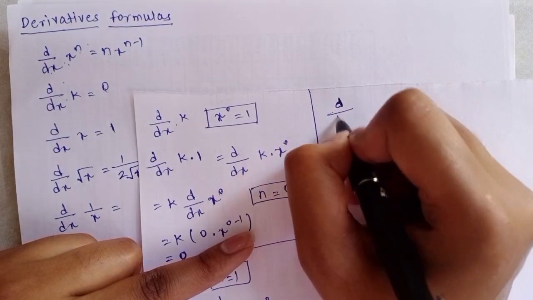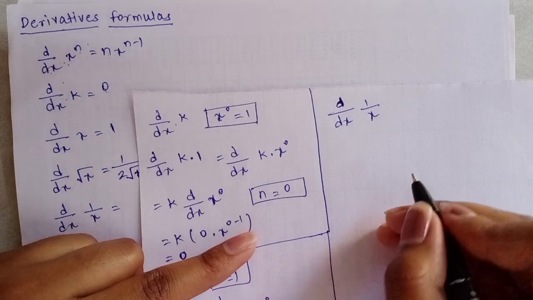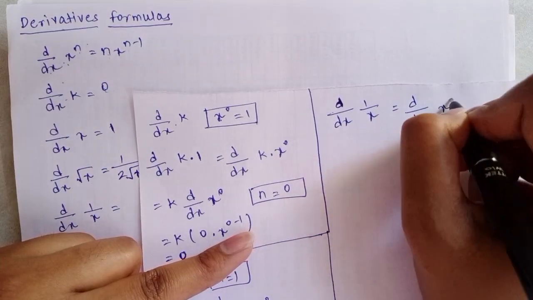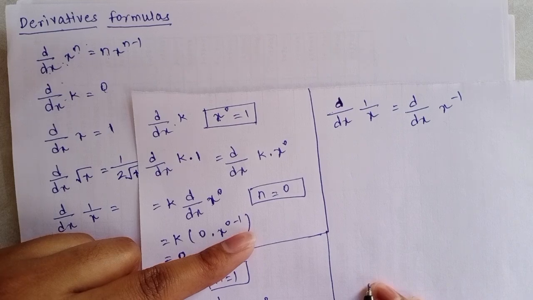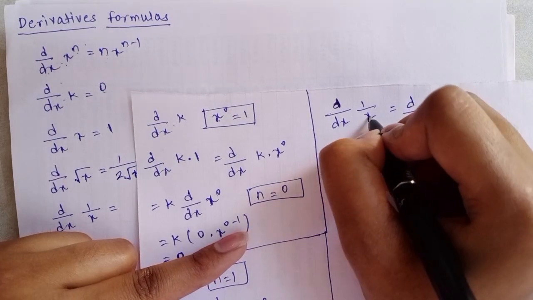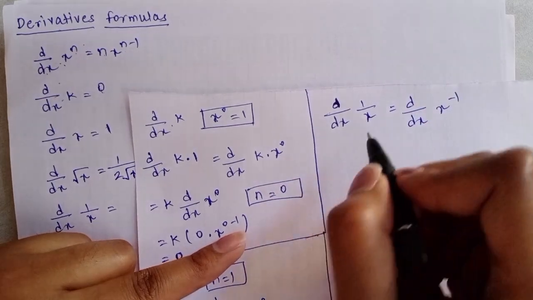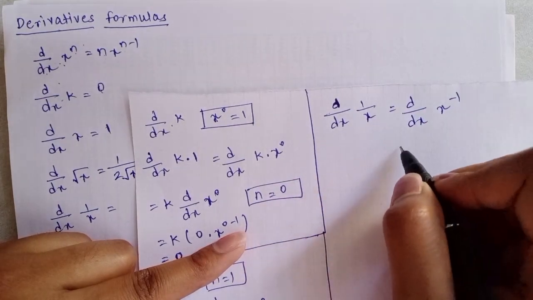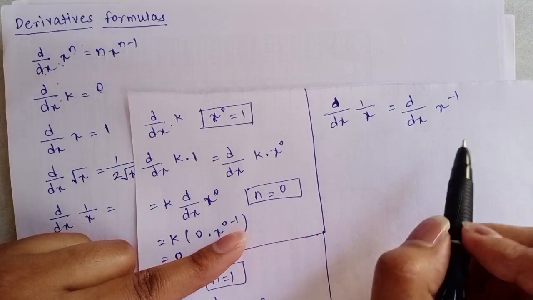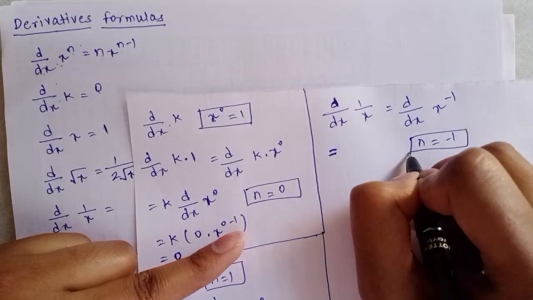Now let's understand derivative of 1 by x. We can write 1 by x as x raised to minus 1. Again the same thing, we are taking x which is in the denominator into the numerator. So its power will become negative. So derivative of x raised to minus 1. Again we can compare and understand that n is equal to minus 1.